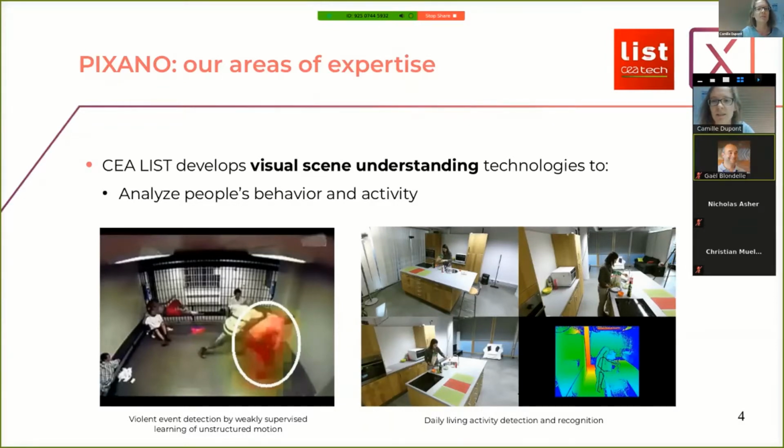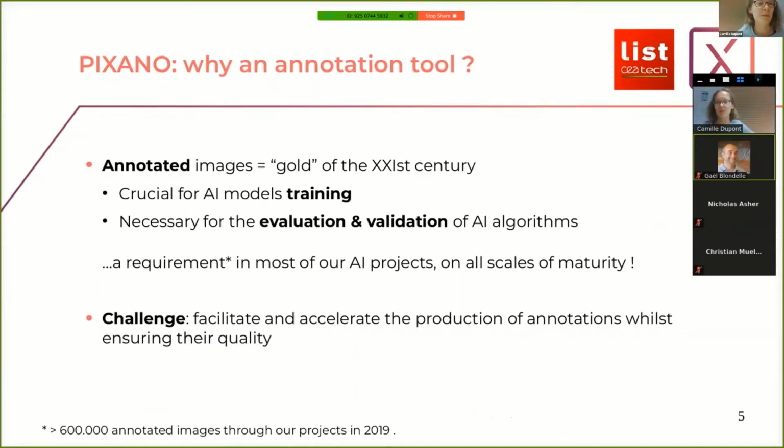Now I'm going to talk about Pixano. So what's the link between all the applications I just showed? For each single one of those use cases and algorithms, we require a lot of annotated images. What are annotated images? They are images that are enriched with information such as bounding boxes, as I showed before, or maybe a mask, a very fine polygon around each object, and so on.